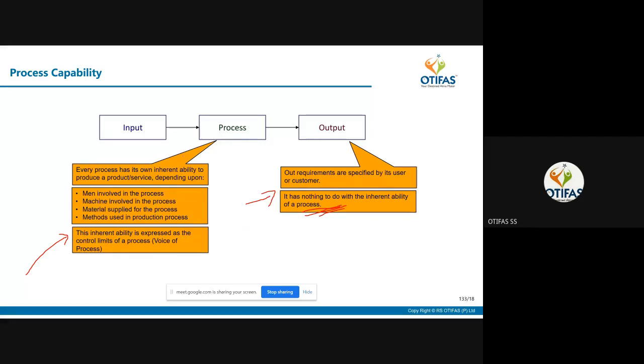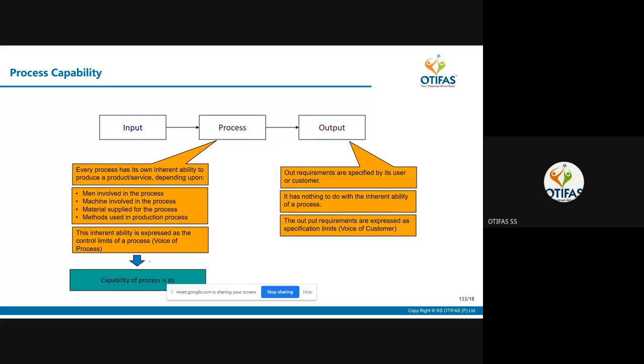Okay, the customer can ask anything. But are you capable of meeting the customer requirement? So that is how the capability is defined. So capability of a process is its ability to meet that customer's specification.